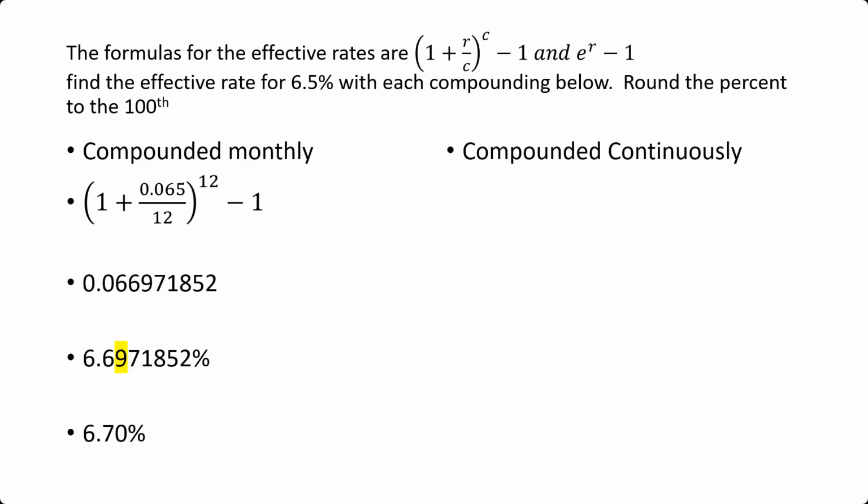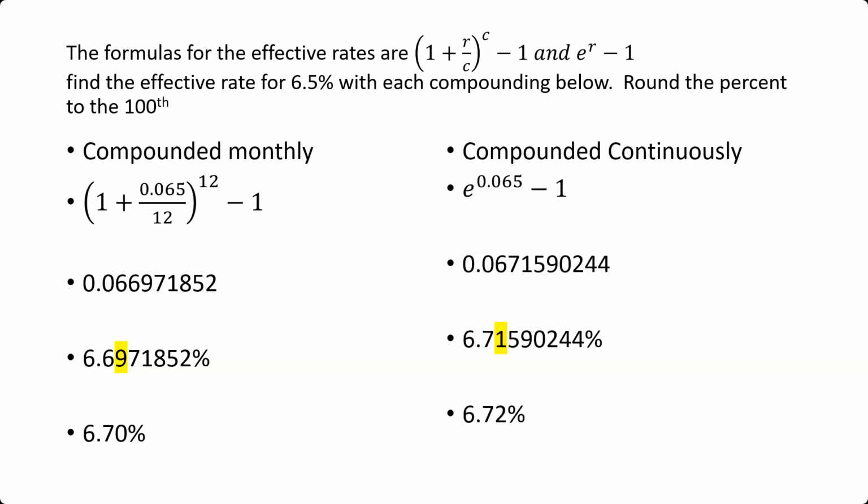Compounded continuously uses the second formula. Now, if it doesn't go up into the exponent and puts a caret and a parenthesis, make sure you close the parenthesis before you subtract the 1, and you should get... Make it a percent first. 1 is going to become a 2. 6.72%.